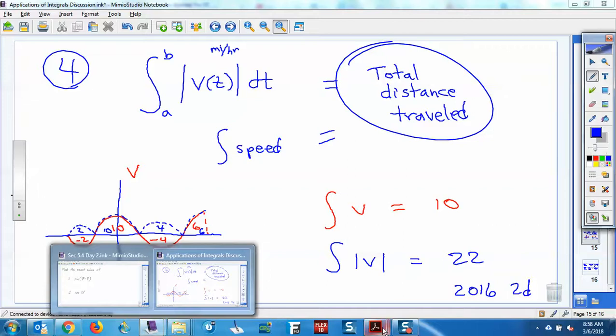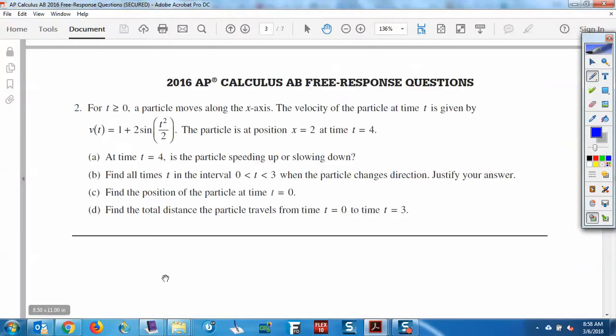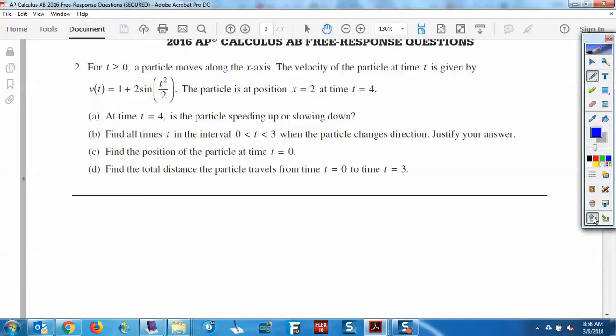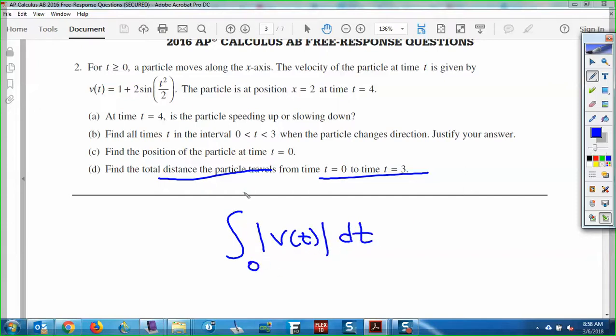So we go one last time here to 2D. You may have seen it here. And so find the total distance traveled of the particle from 0 to 3. Well, they give you the V graph. So all you need to do is write this. All the work you got to show right here is you got to write that down. That's all you got to do.